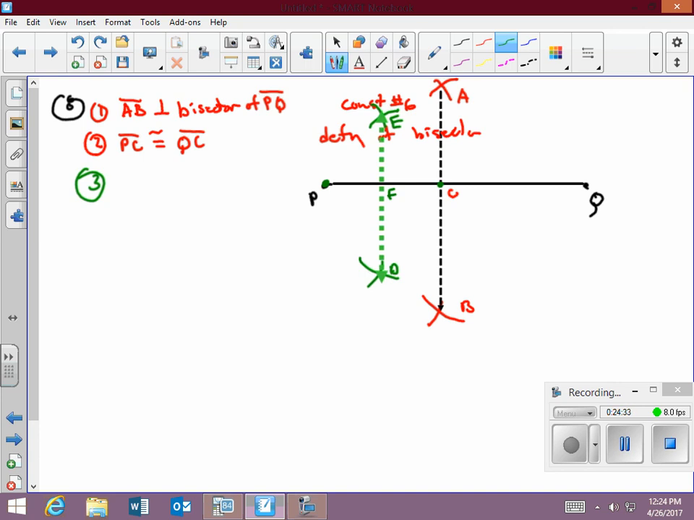So DE is the perpendicular bisector of PC. And that's construction 6. Then you would say PF is congruent to FC. And that's the definition of bisector.